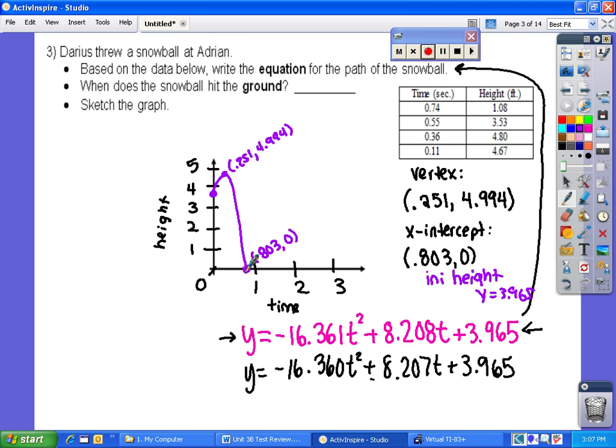So if you want full credit for your graph, you better have your x-intercept, your vertex, and your initial height. And then the labels. So when does the snowball hit the ground? At 0.803 seconds. Alright, so if you want full credit, make sure that you have everything labeled. Alright, 2 more word problems.